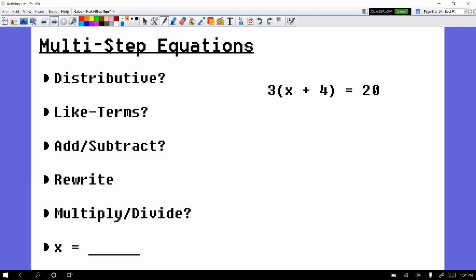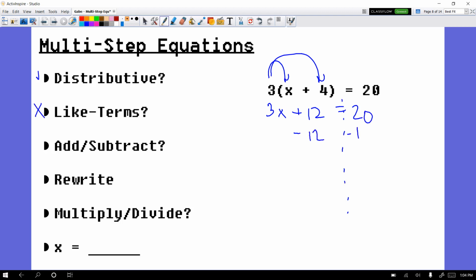So multi-step equations, just throw the distributive and like terms in there. You see distributive. Yes, that means you have to do it. 3x plus 12 equals 20. Now we got a problem we can solve. This is a two-step equation. Like terms? None. Add or subtract? Yes.